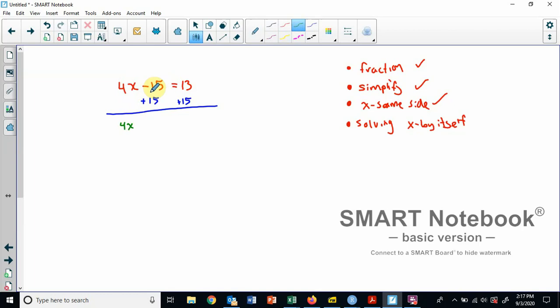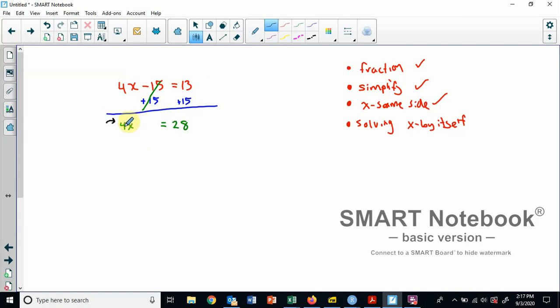Minus 15 plus 15 adds to 0, or cancels. 13 plus 15, that will be 28. So then you can ask yourself the same question again. Is the x all by itself? And the answer is no, there's a 4 sitting there.